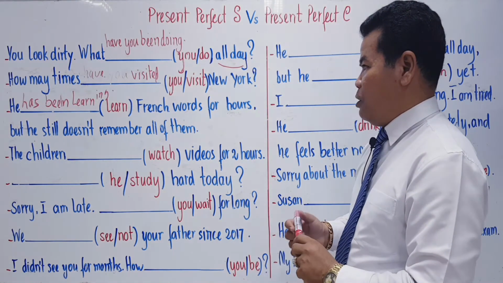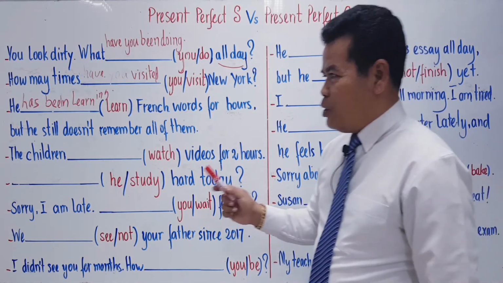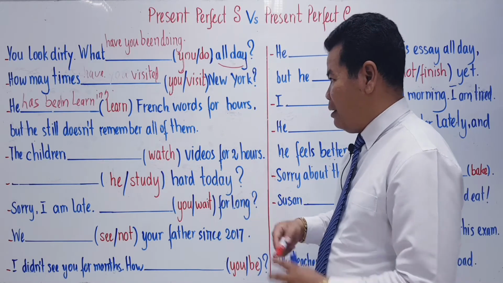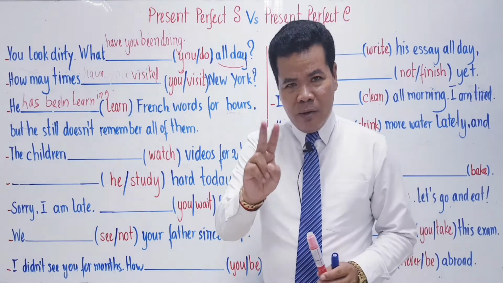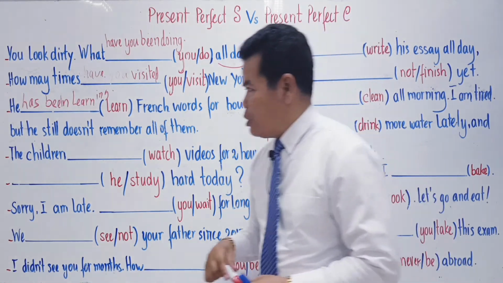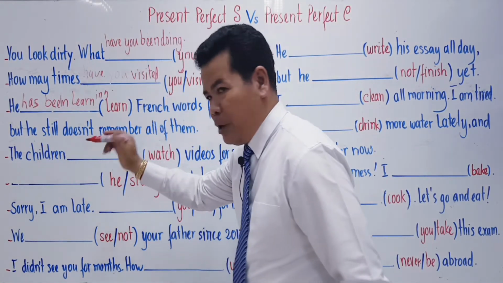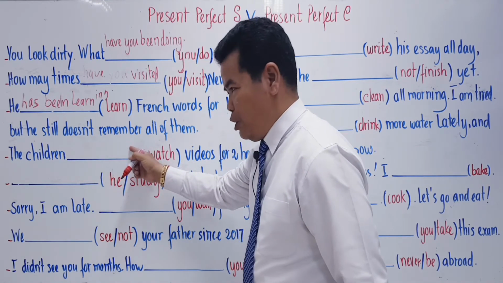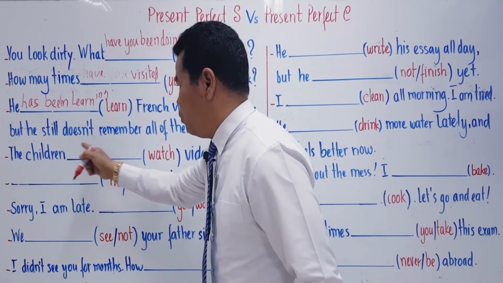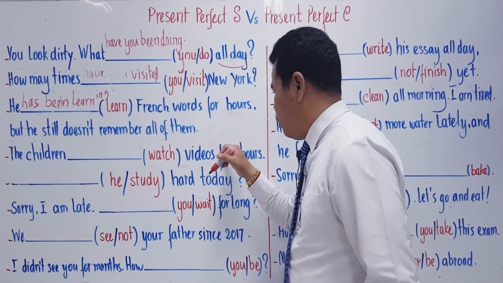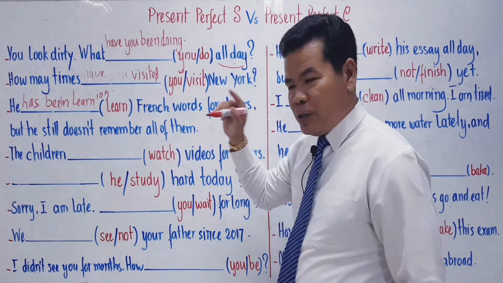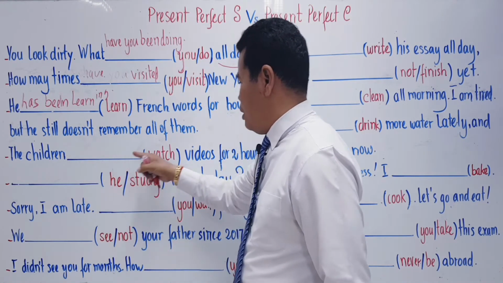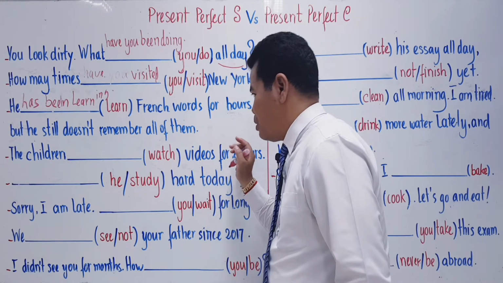But don't worry, I'll give you an idea. Try to think about this one. In case you say the children watch video for 2 hours like that, either of them can be used. You can use present perfect, the children have watched video for 2 hours. Or you say the children have been watching video for 2 hours.